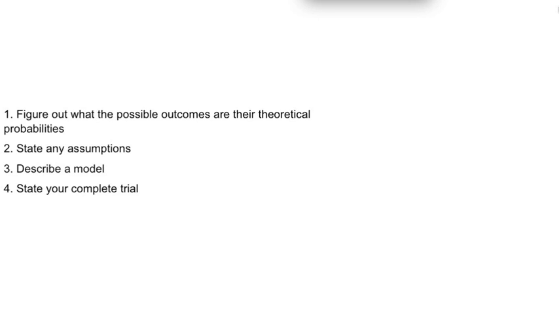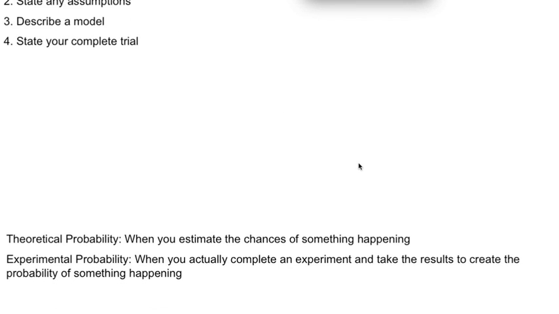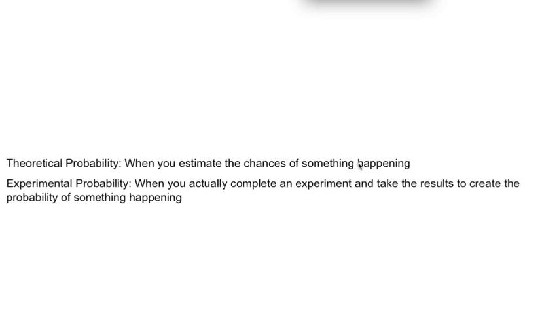Now some of you may be wondering, what is theoretical probability? Well, theoretical probability actually has a relationship with another type of probability, called experimental. Now, let's talk about those. Theoretical probability is when you estimate the chances of something happening. And experimental probability is when you actually do the experiment.